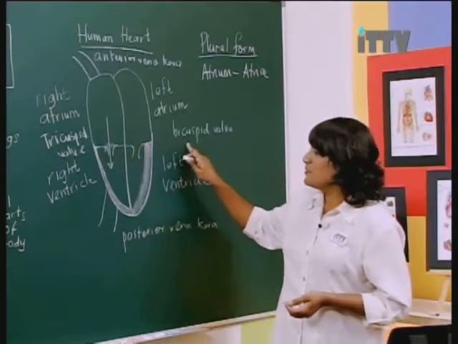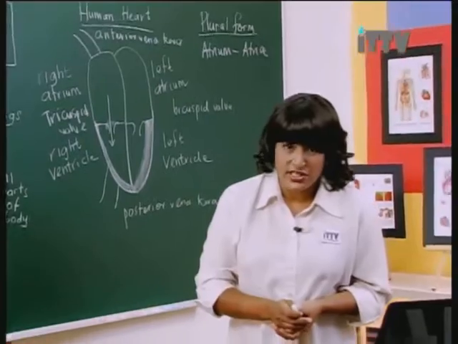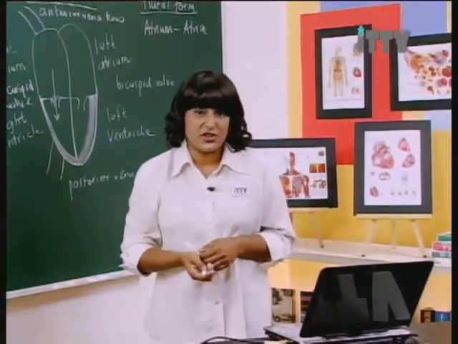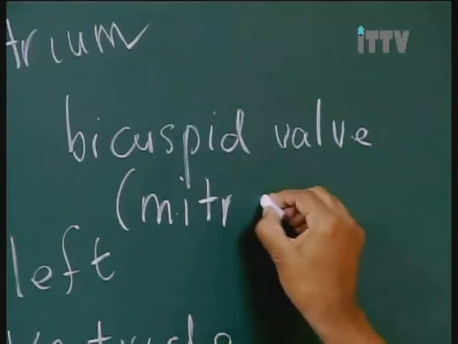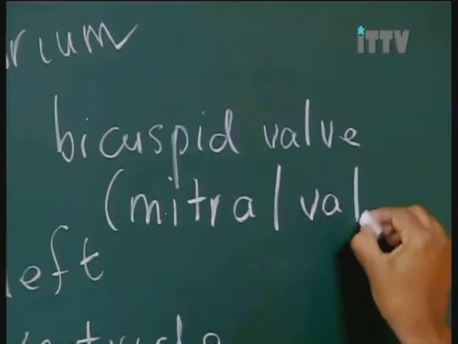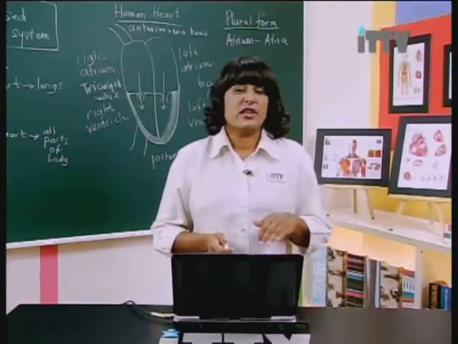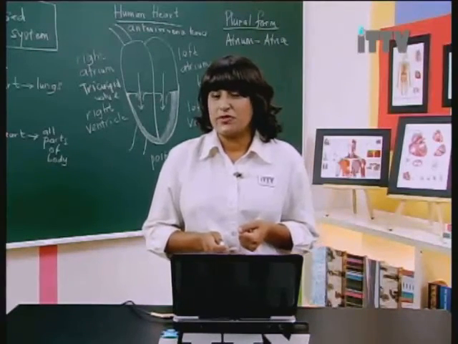Both these valves are called atrioventricular valves. Another name for the bicuspid valve is the mitral valve. Now we're going to take a look at another set of valves. They are called semilunar valves.